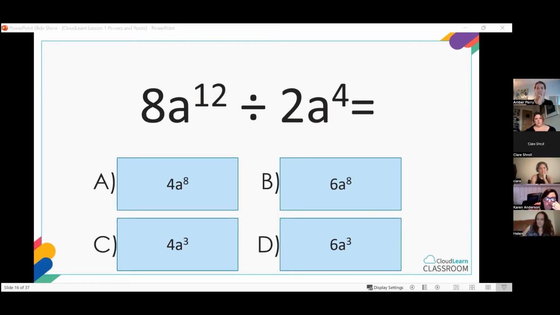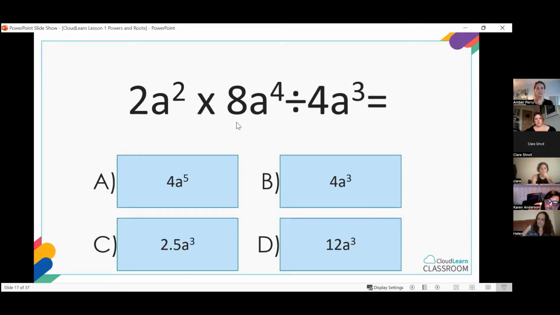And we've got 91% correct. So fantastic job. Well done. 8 divided by 2, we do divide the numbers normally, so that's 4, and then a to the power of 12 divided by a to the power of 4 is going to be a to the power of 8. Okay, so it's looking great. Well done. I think we might have one last one, which I've just put a little times and divide in there just to make it a bit more exciting.